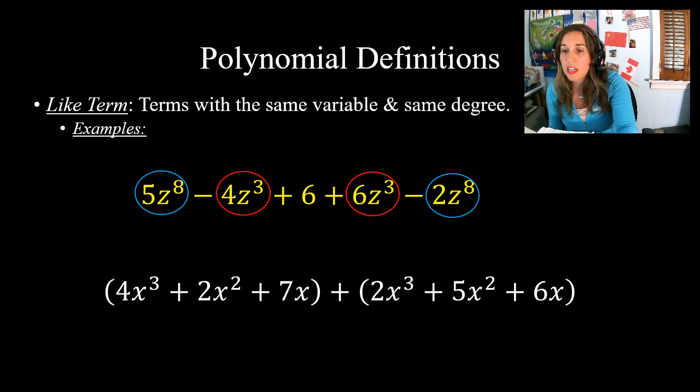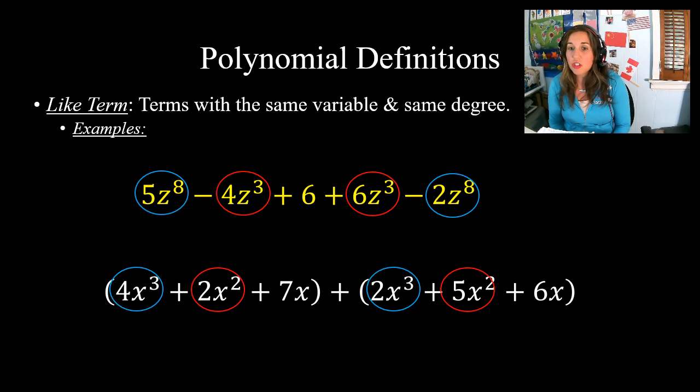Okay, so let's look at our second example now. Here you're going to notice we have 2 quantities being put together. So the quantity 4x cubed plus 2x squared plus 7x plus the quantity 2x cubed plus 5x squared plus 6x. And if I said to you, do you see any like terms there? You should immediately say yes, right? We're looking for same variable and same degree. Here's our first set. 4x cubed and 2x cubed, those are like terms. Same variable x, same degree 3. Here's our next set of like terms, 2x squared and 5x squared, right? Same variable x, same degree 2.